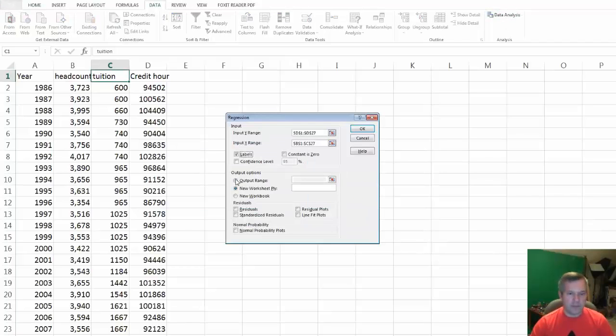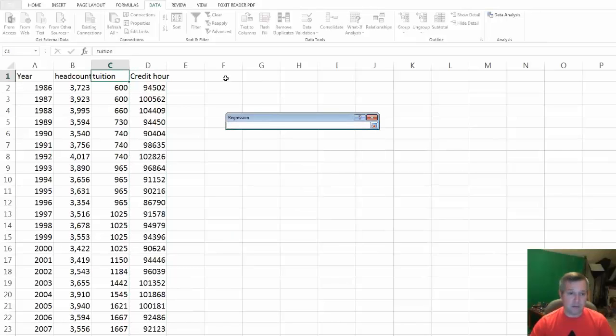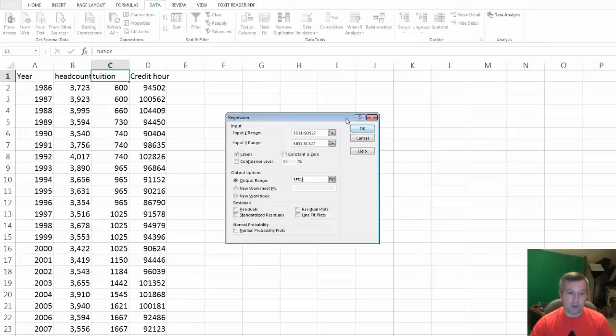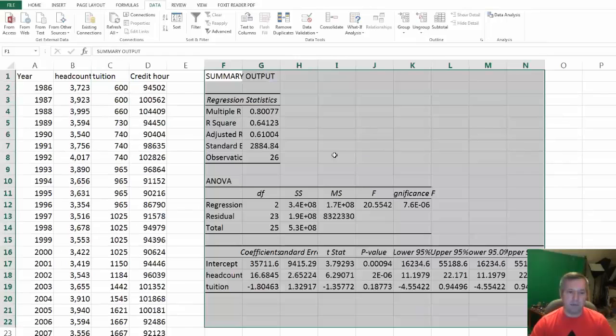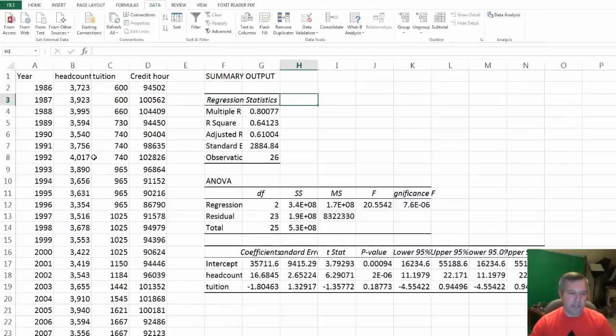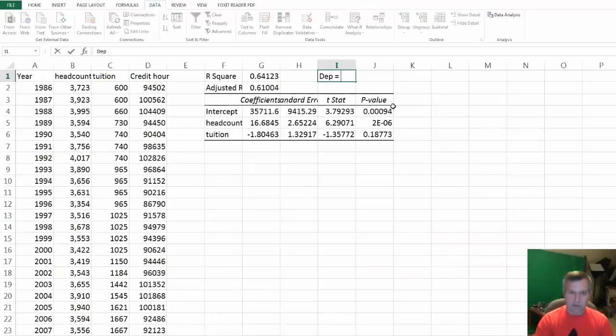I haven't shown you guys this yet, but I'm going to pick this output range in the same sheet. I want the output to go right there, starting right there. So instead of having an entire new worksheet where I'd have to flip back and forth down the little tabs down here, I'll just have this output range right there. I'll go okay. So here's my original data, and I've got my regression results right there.